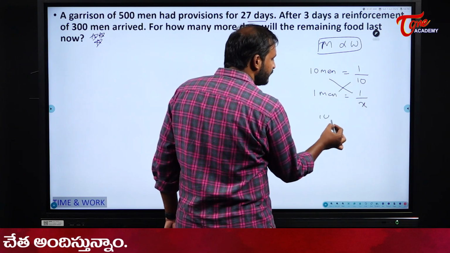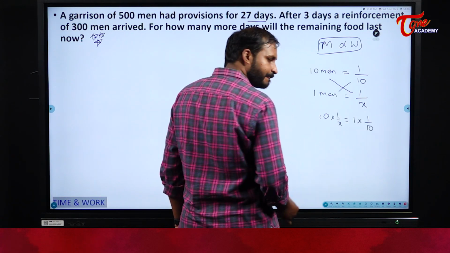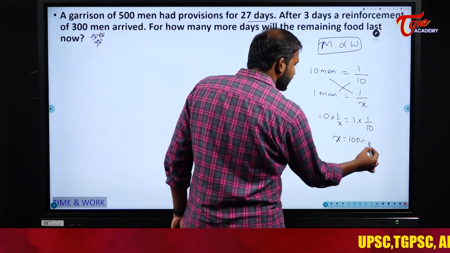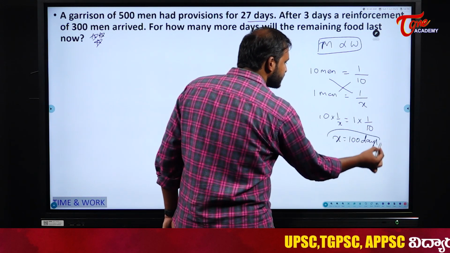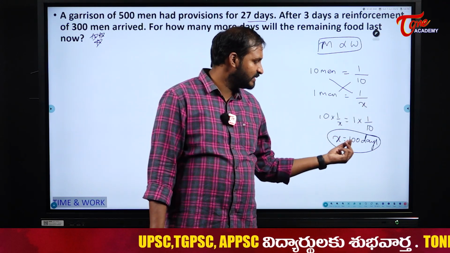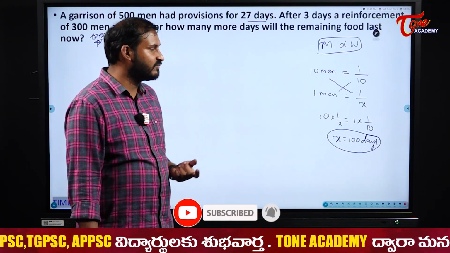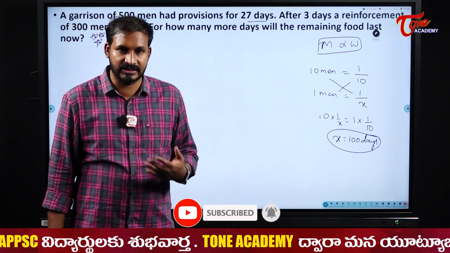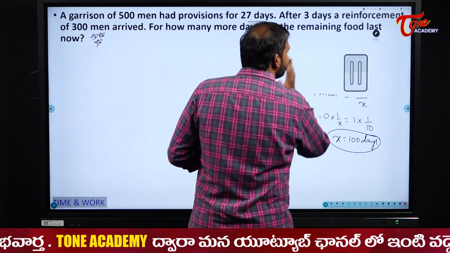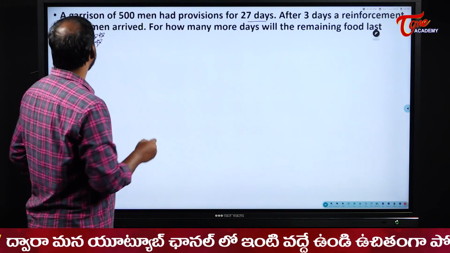What will you get? 10 into 1 by x is equal to 1 into 1 by 10. At last, what will the x value become? 100 days. That means 1 man can have that food for how many days? 100 days. Is it correct? Yes. 10 people can have the food for 10 days, which means just 1 man can have it for 100 days. So here the relation is what? Here the relation is inverse relation. This is a little bit different from the questions which we have solved till now, students. Now come to our given question.